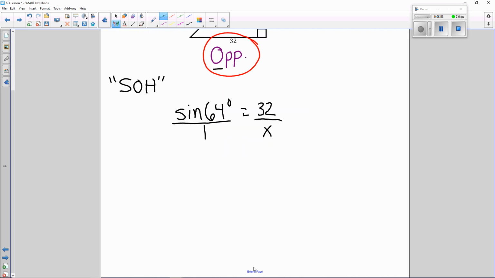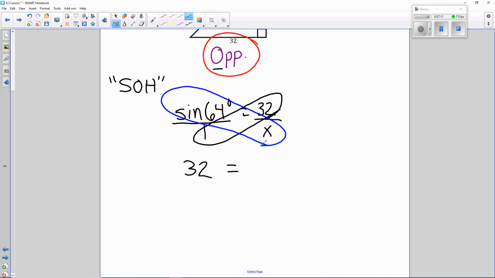The setup is the same, but this time the variable's on the bottom. So we're basically going to have one extra step. Cross multiply that way, we get 32. And we cross multiply this way, we get x times the sine of 64 degrees. And to undo this multiplication symbol, because we're trying to solve for x, we're of course going to divide both sides by the sine of 64 degrees.